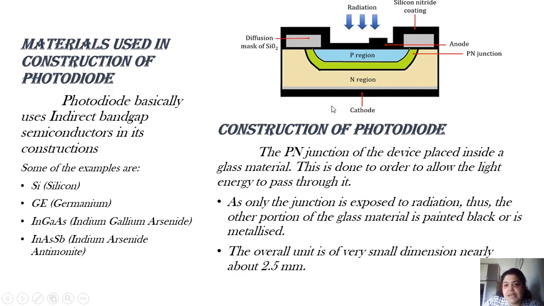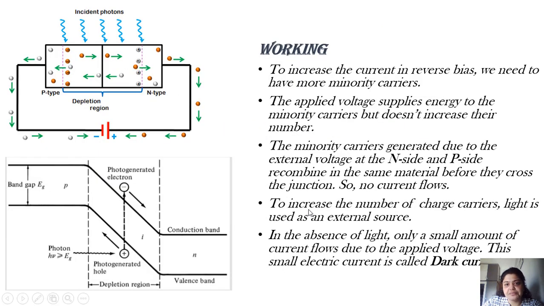As I just explained, one end is having glass, the other end is having either a metal or the glass is painted black, because the light is incident only from one end. The overall unit is of very small dimension. You all have seen in practical that it is very small, resembling an LED. So the overall dimension is around 2.5 mm.